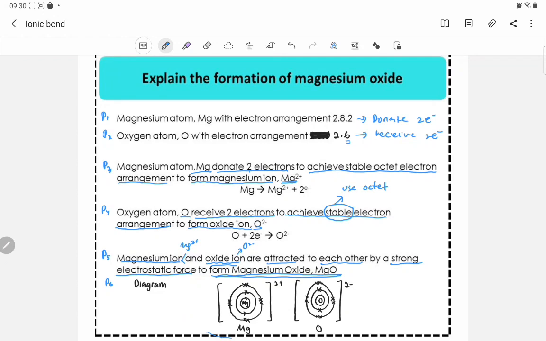So it must be like this. Make sure to label the nucleus, and then have the correct number of electrons, and also the correct charge.